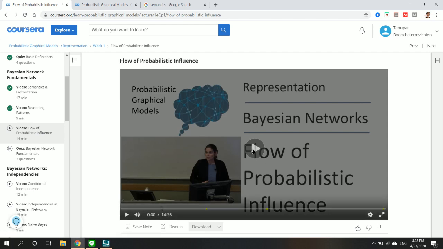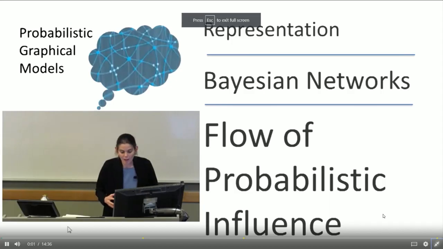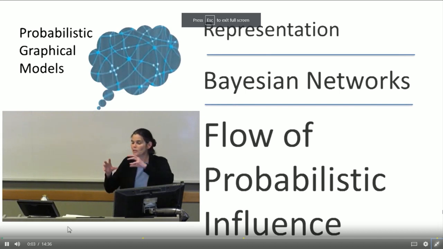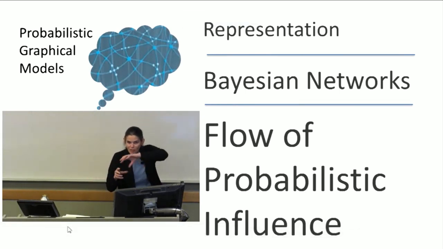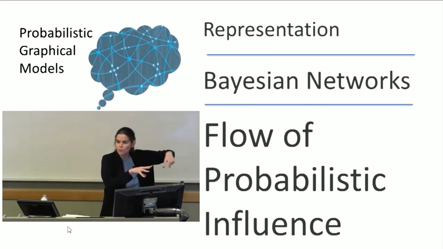So we've seen reasoning patterns where, intuitively, at least that's how we argue, probabilistic influence starts in one node and flows through the graph to another node.